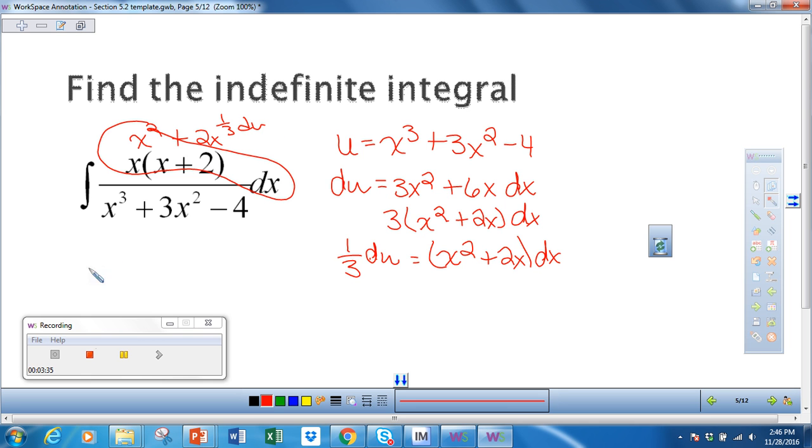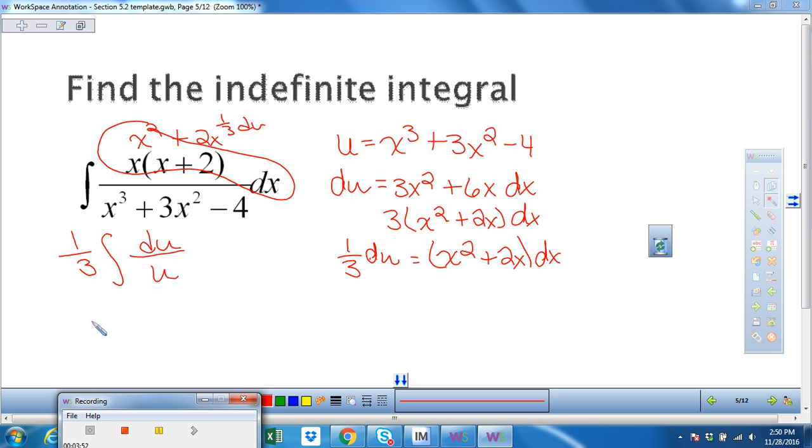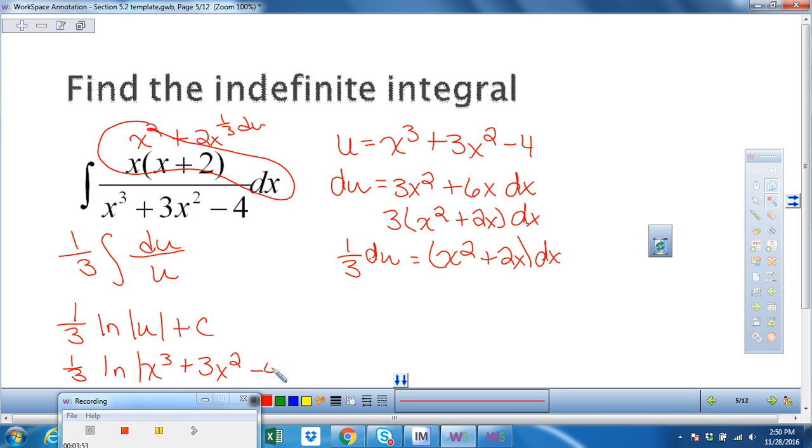And since this is in my original problem, I can replace this with 1/3 du. So rewriting this, I now get 1/3 du over u. And again, du over u becomes the natural log of u, so I can write this as 1/3 the natural log of u plus c, which is of course 1/3 the natural log of, what was u? The absolute value of x cubed plus 3x squared minus 4, plus c.